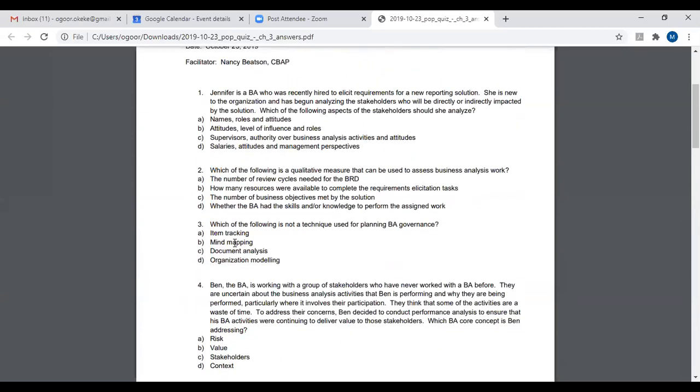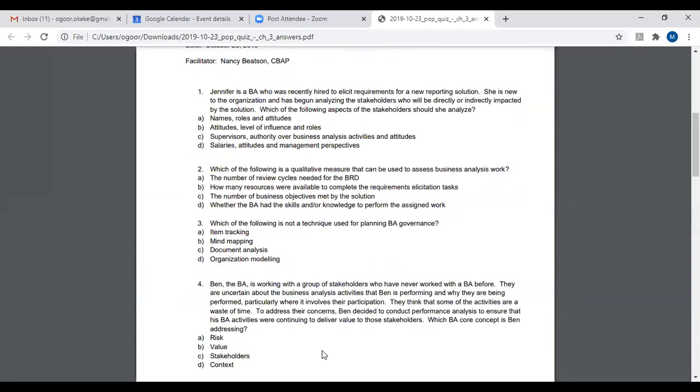Mind mapping. Which of the following is not a technique used for planning business analysis governance? We answered document analysis, but the answer is mind mapping. Okay, so let's go to number four.